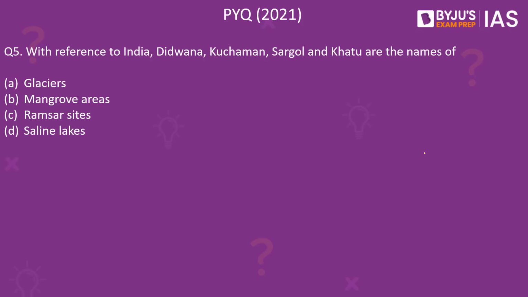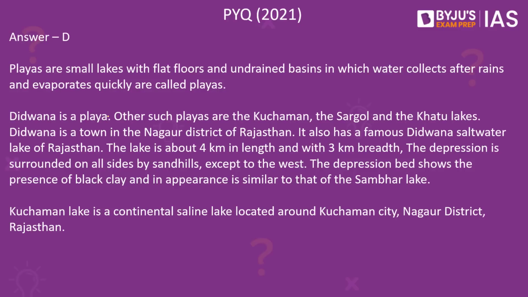Next is a previous year question from 2021. With reference to India, Didwana, Kuchaman, Sargol and Khatu are names of glaciers, mangrove areas, Ramsar sites or saline lakes. The correct answer here is D. All these are actually examples of saline lakes that were in the news in that particular year.